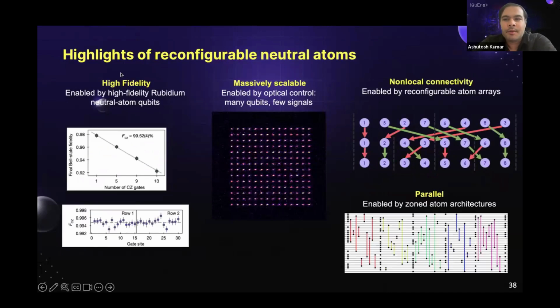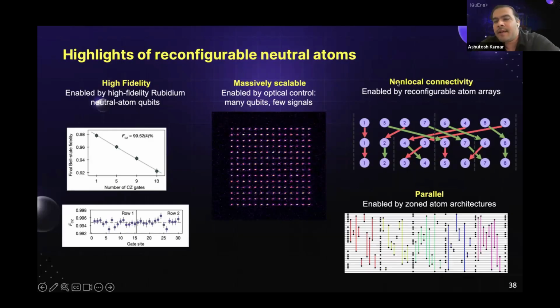This is a slide where we look at the highlights of this neutral atom quantum technology. We have high fidelities enabled by the high fidelity rubidium neutral atom qubits. As we saw, 99.5% fidelity for the controlled-Z gate. This architecture is massively scalable. You have the optical controls, and because of the optical controls, you have the AOD in 2D moving atoms around. Technically this is scalable to many qubits, but the signal requirements are not as drastic. You can control a number of qubits with the same signal to the global pulses. So this is scalable to thousands of qubits in principle, or more.